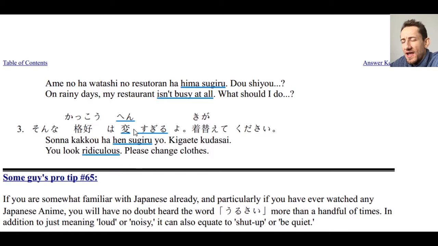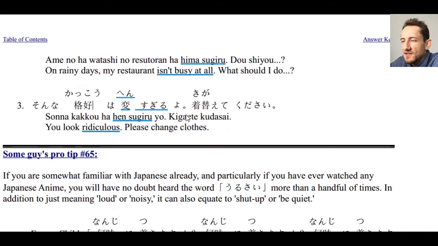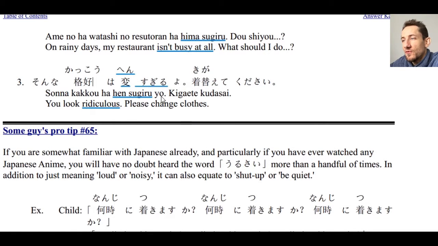そんな格好は変すぎる. So maybe someone is wearing strange clothing or has makeup or weird hair. 変すぎる. Too strange. 着替えてください. Please change your clothes. So wearing strange clothes. 格好は変すぎるよ. 着替えてください. Please change your clothes. And that's it. So basically, you just have to remember for your na-adjective, just append sugiru, and that's it.